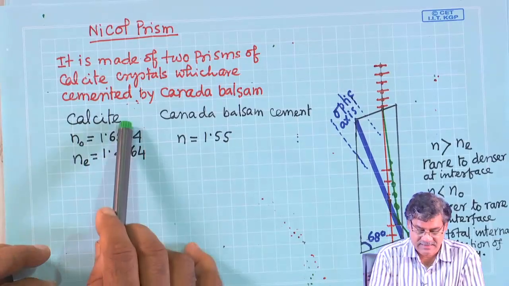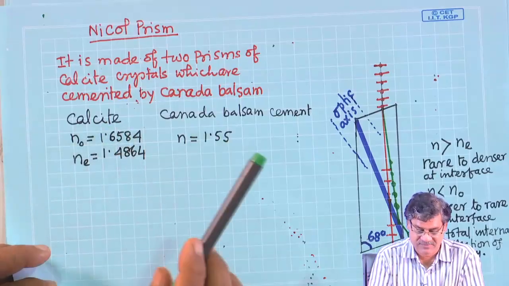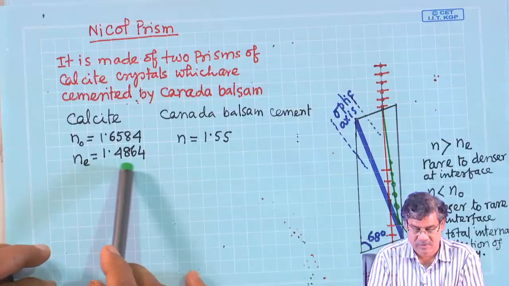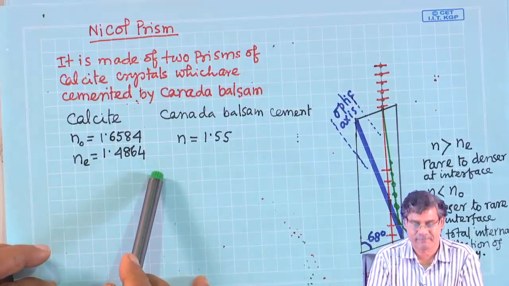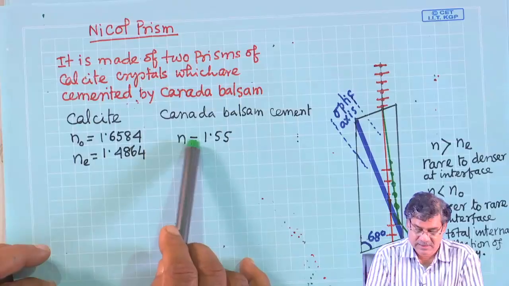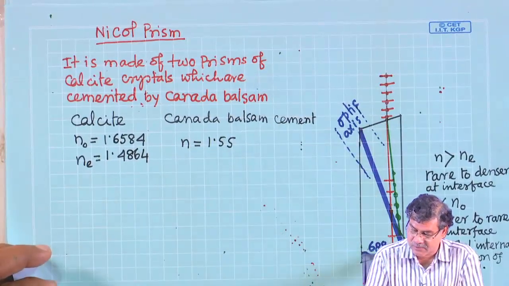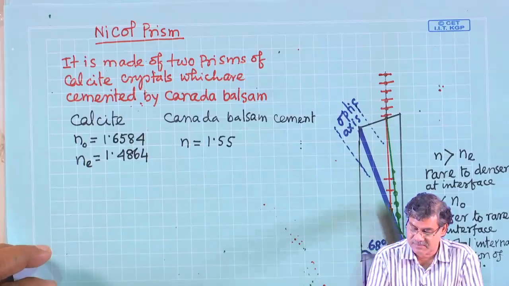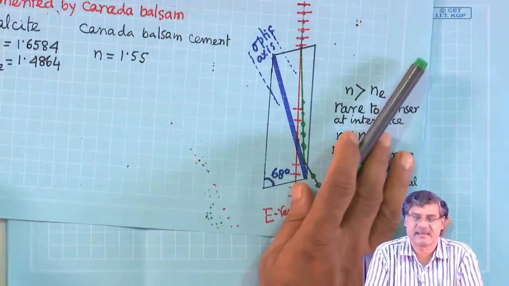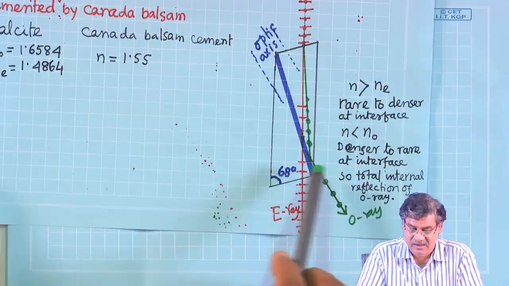Okay. So, for the calcite crystal, the refractive index, as I mentioned, is 1.6584 for the O ray and 1.4864 for the E ray, and this one is 1.55. So now this is one prism, and this is another prism. They are cemented, so this is the Canada balsam cement.